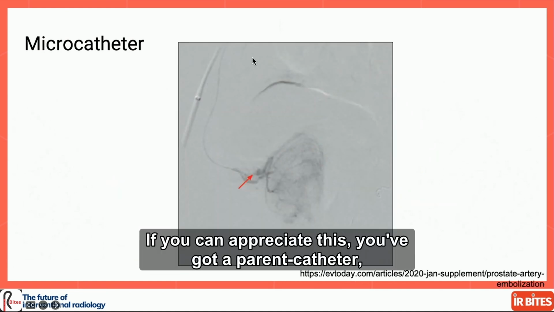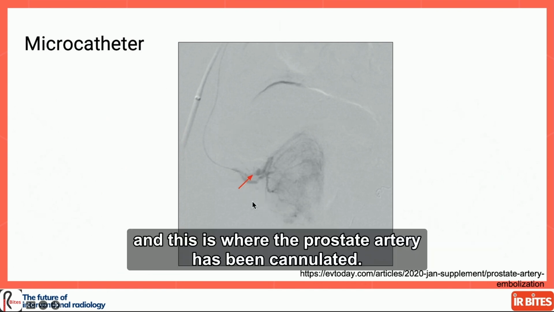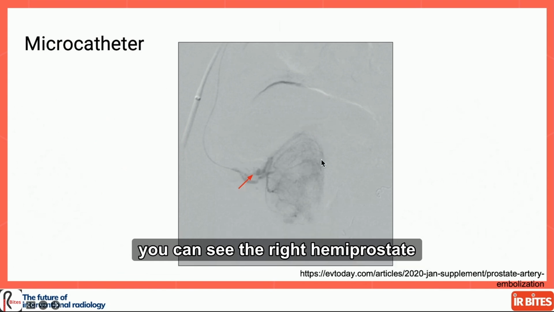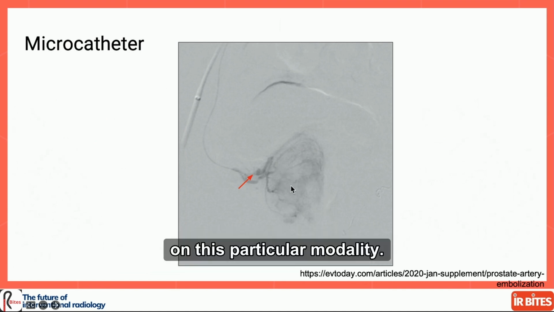If you can appreciate this, you've got a parent catheter, but you've got this thinner microcatheter going in, and this is where the prostate artery has been cannulated. And once contrast has been injected into the gland, you can see the right hemiprostate with its intense contrast blush, or light up, on this particular modality.